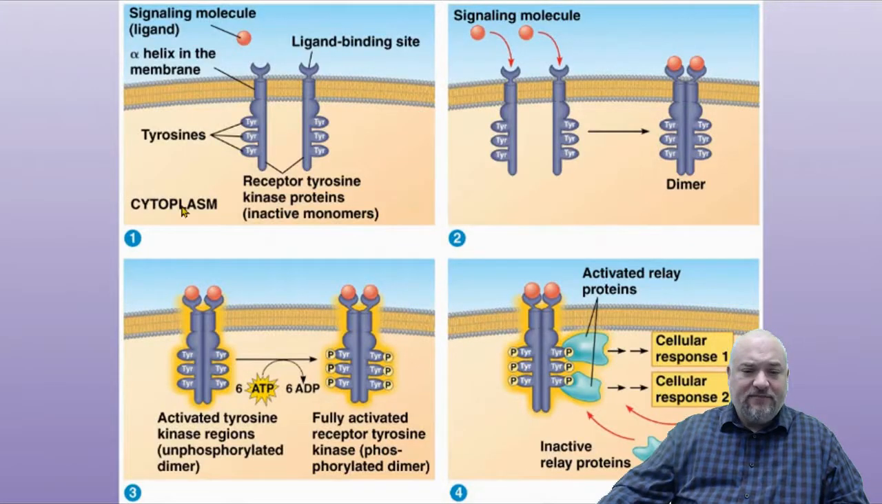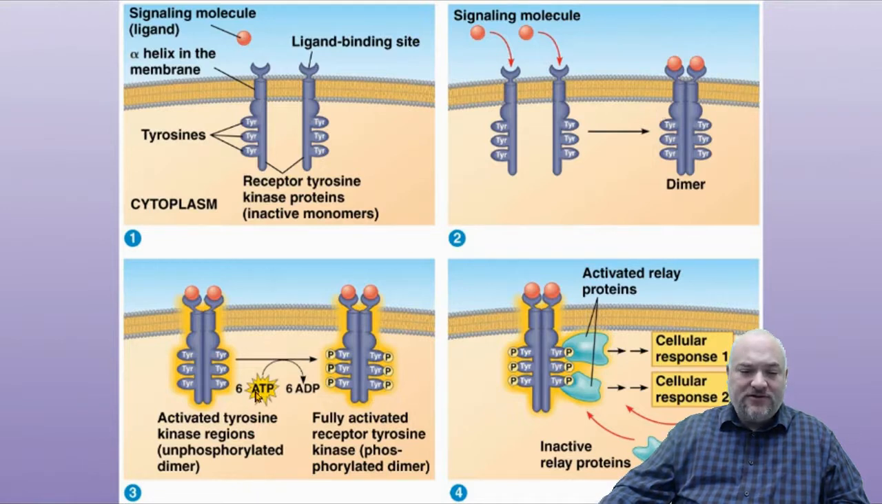So you can see a nice diagram. We've got outside the cell, inside the cell. Here are tyrosines on our kinases. They often come in pairs. So here's our ligand binding site. Both of those have to get bound to get activated. And when they do, they come together and form a dimer.